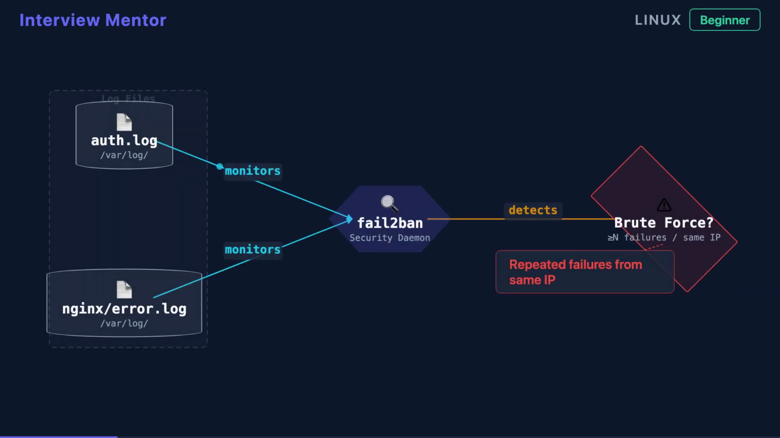Fail2ban is a security daemon that continuously monitors your system's log files, files like /var/log/auth.log, scanning for suspicious patterns. Specifically, it counts repeated failed authentication attempts coming from the same IP address. Multiple failures in a short window is the classic signature of a brute force attack, and Fail2ban recognizes it in real time without any manual intervention.